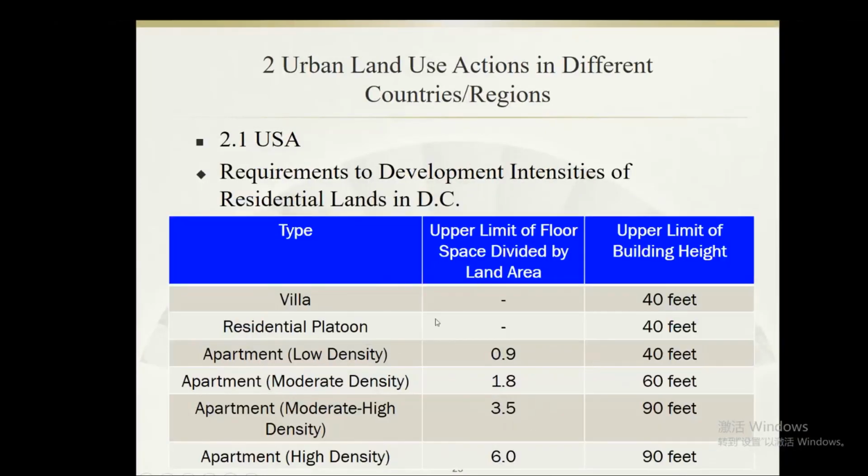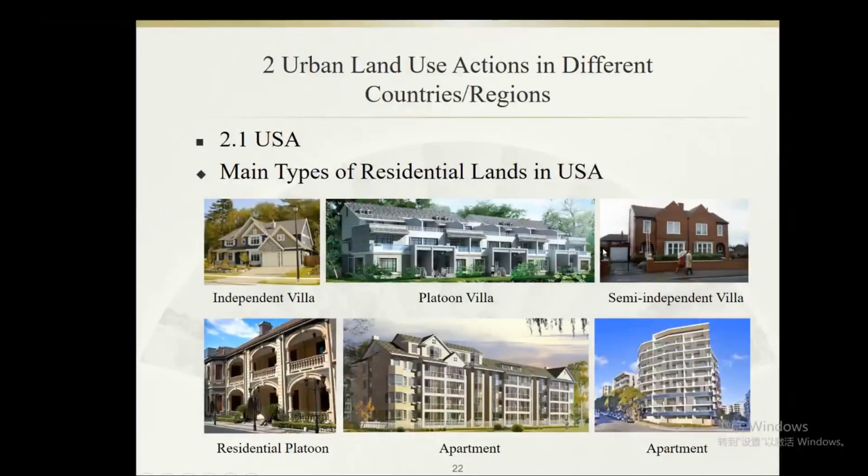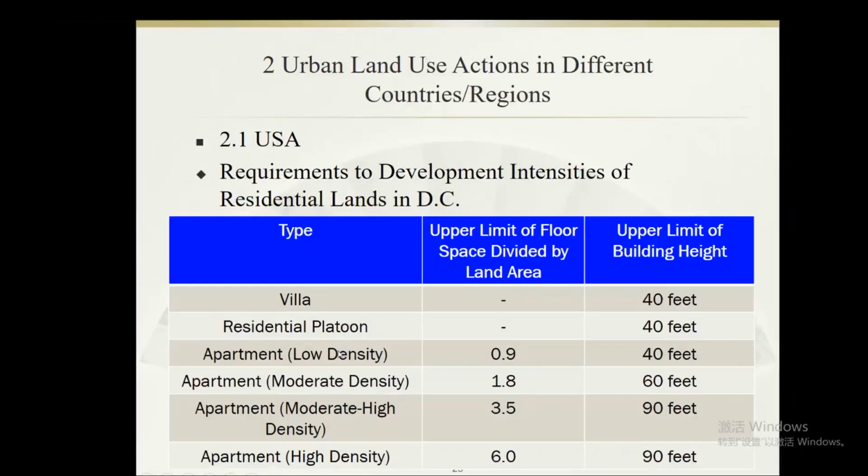You see, here is one example of the regulation of the law about the land use development: requirements for development intensities of residential lands in DC. In Washington, DC, if you're rich, you buy a piece of land and you want to have a dormitory for residential, then you need to follow these requirements. If you build the villa, then the height will be 40 feet at most. If you build a residential platoon like this, the height is 40 feet or lower. Apartment, low density apartment, 40 feet or lower.